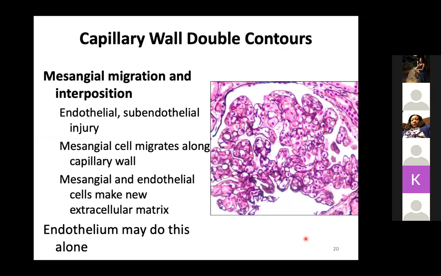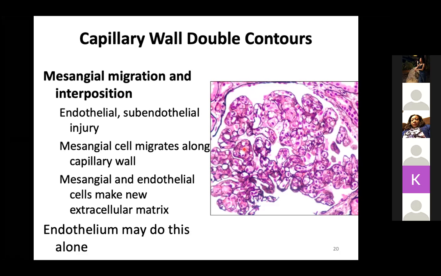Now coming to capillary walls. As I told you, we always keep an eye on capillary thickness, because thickening of capillary walls means something is abnormal. This thickness could be just because the matrix is increased, or because mesangial cells interpose and a new membrane is formed. So you must have heard of double contouring or a tram track. As you see my laser, here there are two black layers, outer and inner, and in between you are seeing some pink material. So this is double contour.